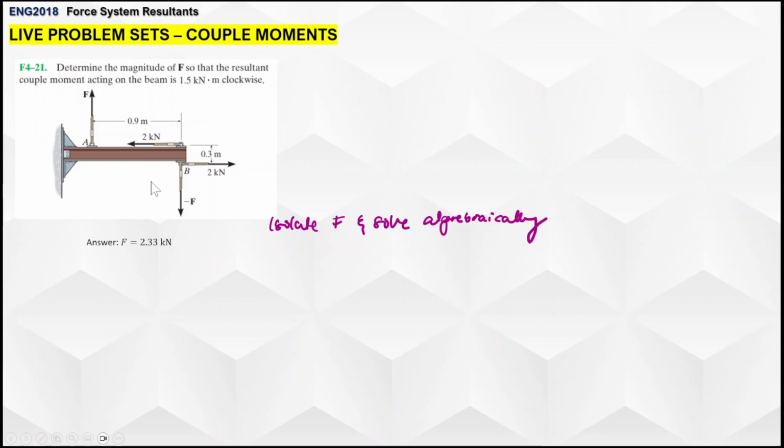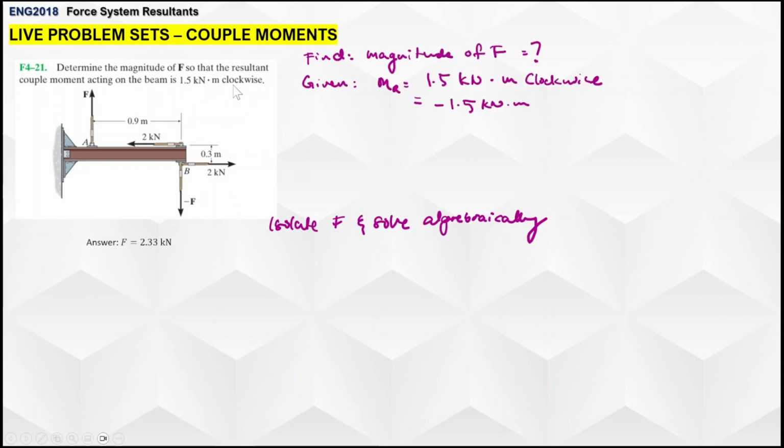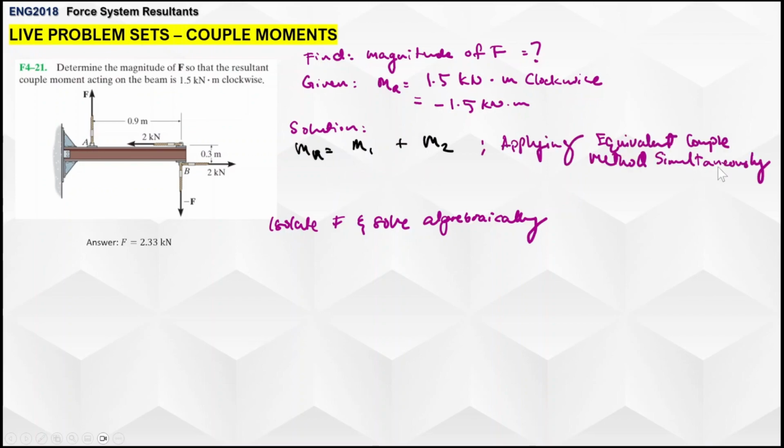But this time around, we're not going to find the moment. We're just going to simply find the force couple here. Okay? We're given already the moment of 1.5 kilonewton meter clockwise. So meaning it's negative 1.5 kilonewton meter if we're going to plug it in the equation. So we're here to find the magnitude of F. So we're going to apply the equivalent couple method, and remember that the resultant moment is equal to the sum of its individual moments.